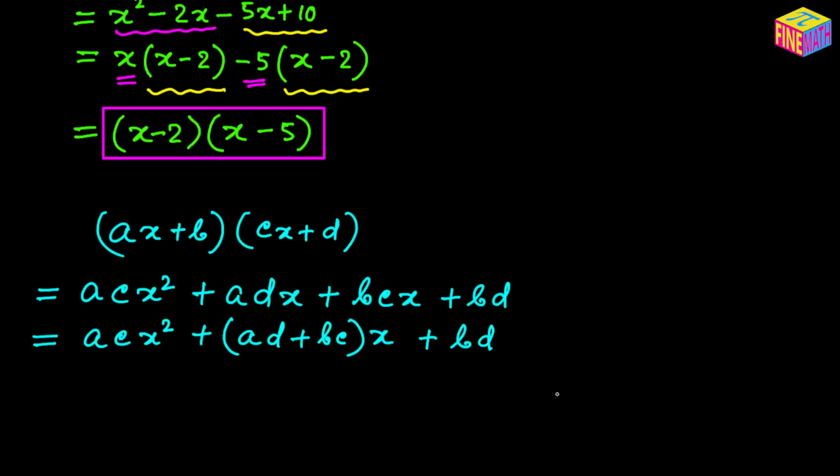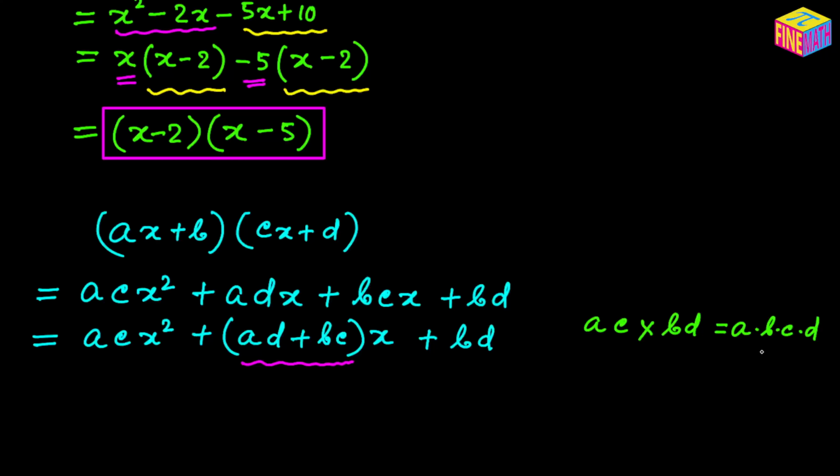Now if you carefully look at it, you will notice that this a times d plus b times c looks like an algebraic sum of two factors of the constant term and the coefficient of x squared multiplied together. Suppose we multiply a times c, which is the coefficient of x squared, with the constant term which is b times d, then what do we get? Well, we get a times b times c times d, right? And now let's try to come up with a pair of factors of this product, the abcd, that particular number.